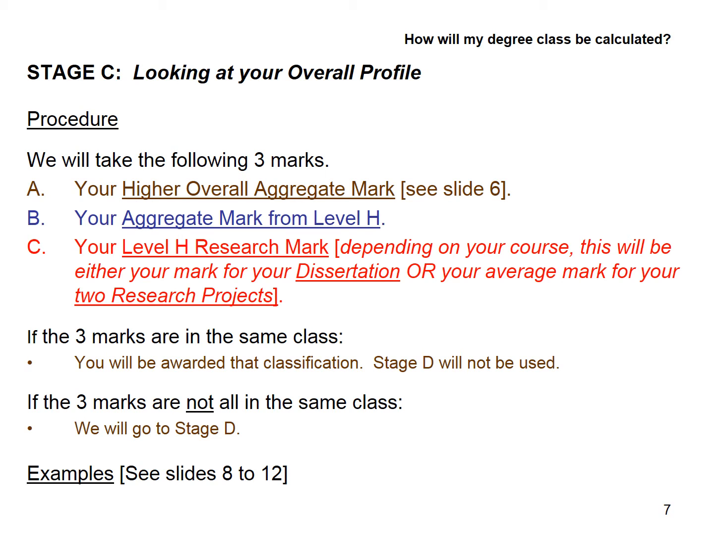If the 3 marks are in the same class, you will be awarded that classification. So if all 3 marks are in the first class band, you will get a first class honours degree and we will proceed no further. However, if the 3 marks are not all in the same class, we will then look at your profile in more detail in stage D. So let's have a look at some examples of stage C.